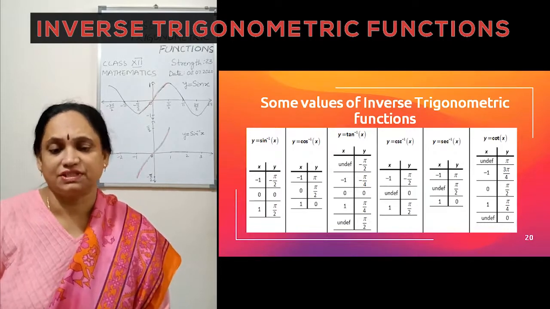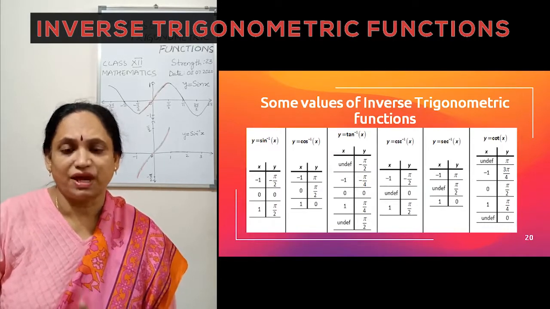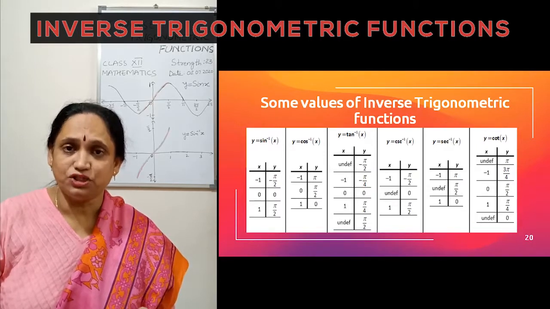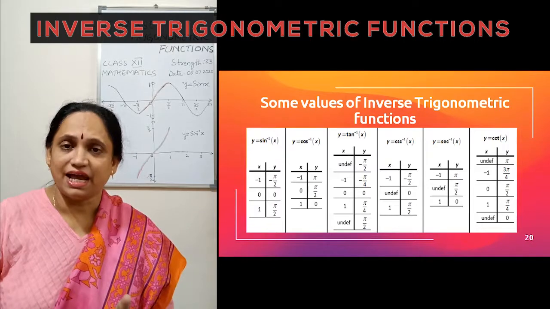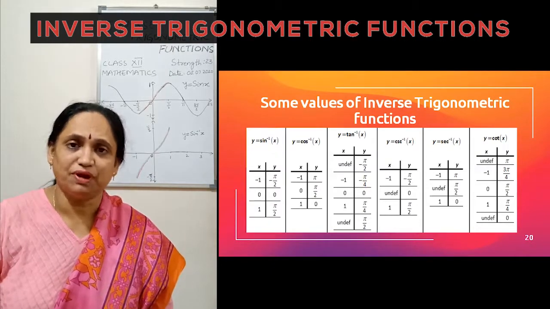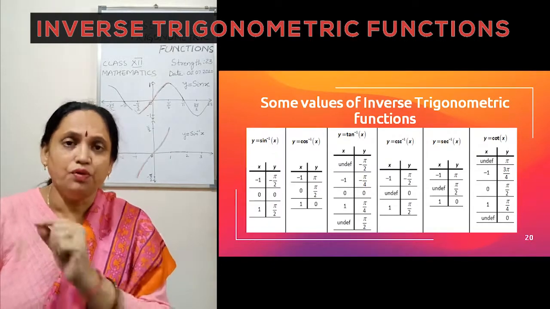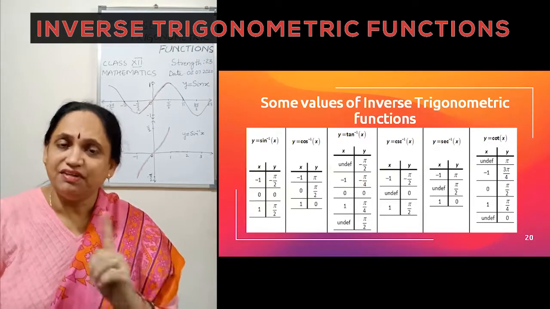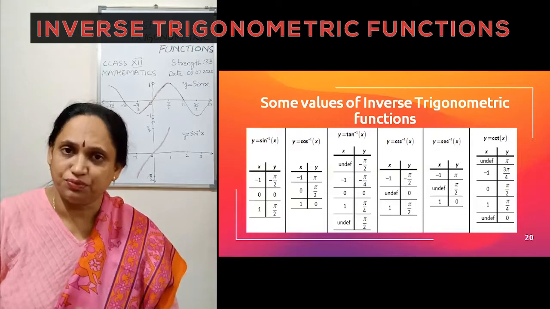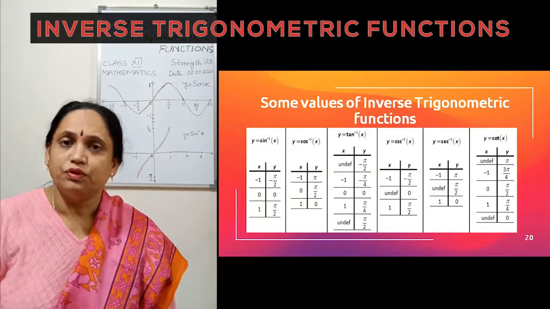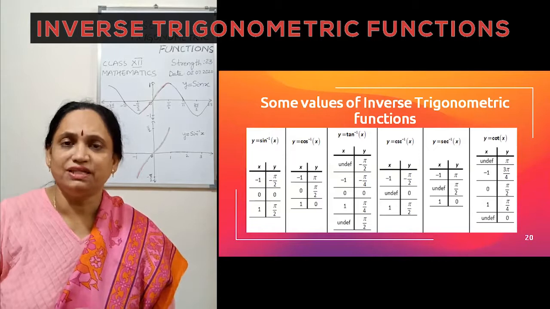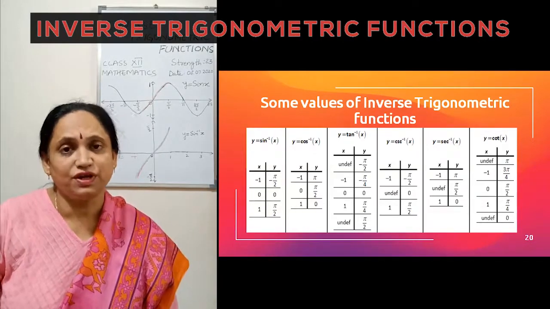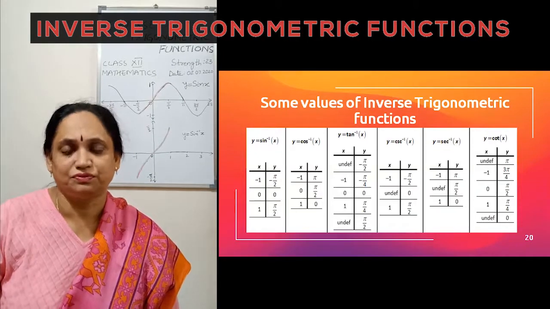Next, cosecant inverse. Cosecant inverse of -1 is... you remember the principal value branch of cosecant inverse? It is lying in the closed interval minus pi by 2 to plus pi by 2, except 0. So that means if it is a negative number, it has to be an angle below. So cosecant inverse of -1 is equal to minus pi by 2, and cosecant inverse of +1 is equal to pi by 2.